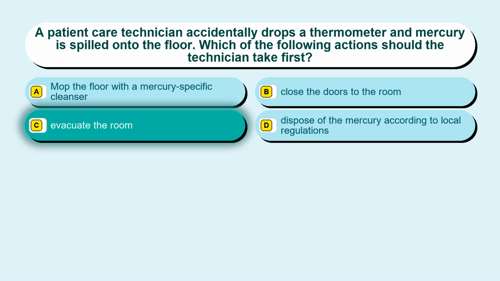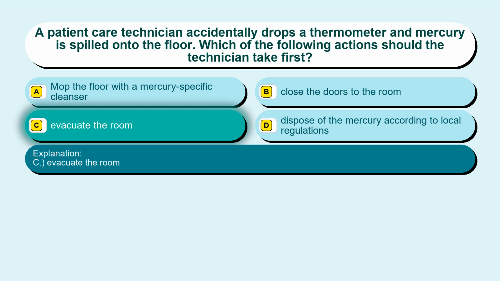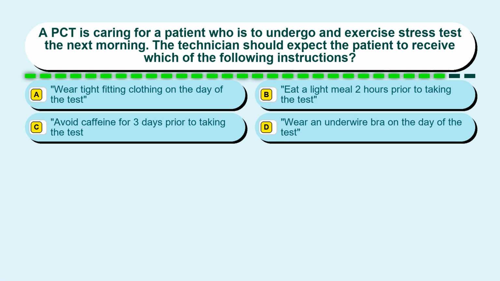The correct answer is option C, evacuate the room. Question 58. A PCT is caring for a patient who is to undergo an exercise stress test the next morning. The technician should expect the patient to receive which of the following instructions?